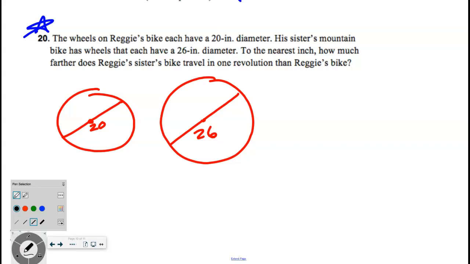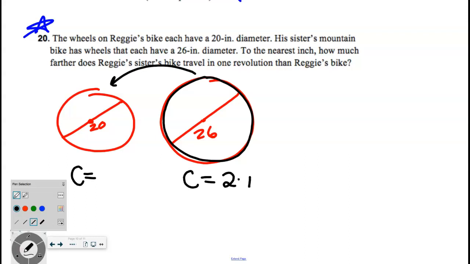How much farther does this one go than this one? When you do one revolution, you travel the circumference of the bike wheel. Does that make sense? So we need to find the circumference of this guy and the circumference of this guy, and then all we need to do is subtract them. So for the bigger wheel, it's going to be 2 times pi times the radius. So can you go do that on your calculator for me, Bjorn? And it says to the nearest inch.